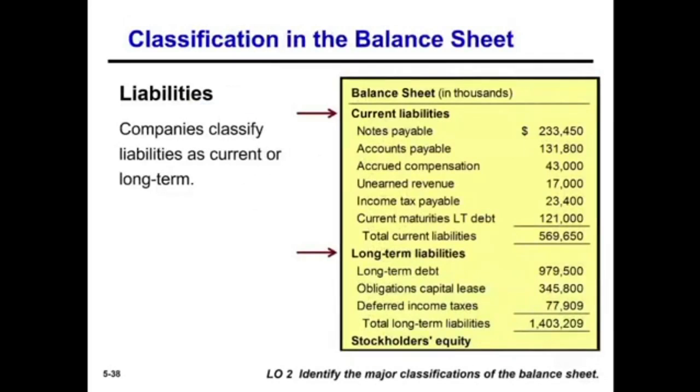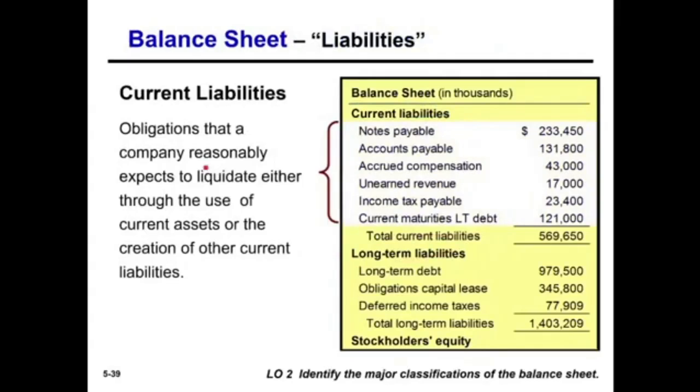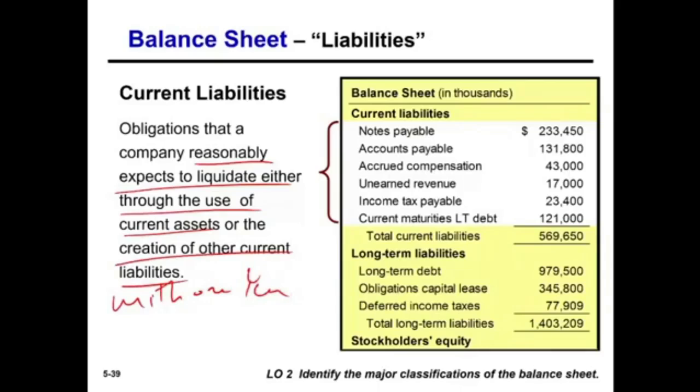The next thing we look at is liabilities, and liabilities are a little bit straightforward because they only consist of two categories: either current liabilities or non-current liabilities. How do we determine if a liability is current or non-current? Well, a current liability is a liability that you reasonably expect to liquidate either through the use of current assets or the creation of current liabilities within one year, assuming one year is longer than the operating cycle.